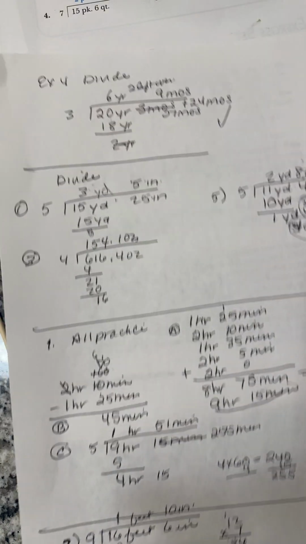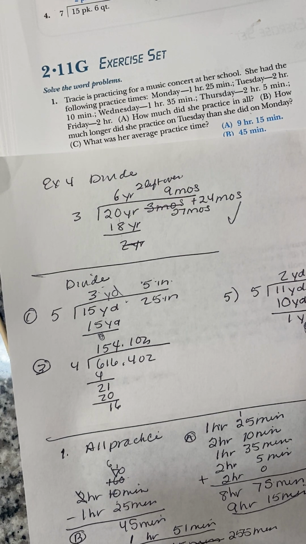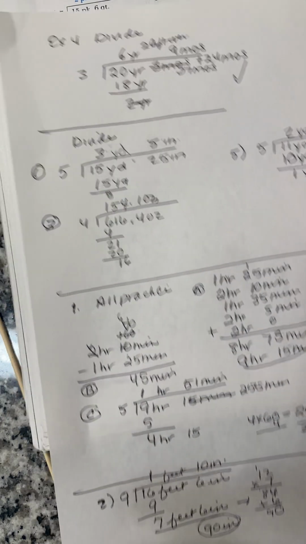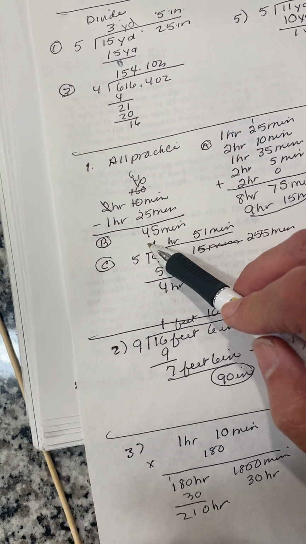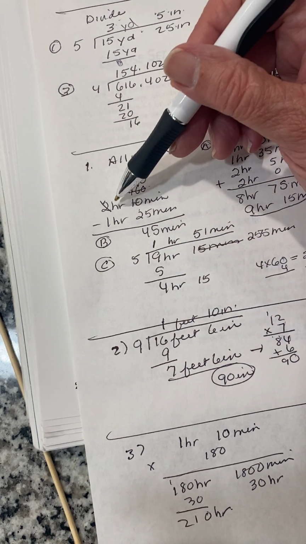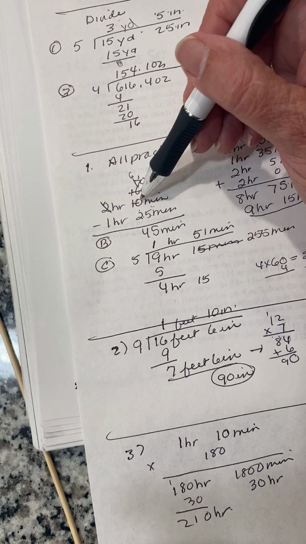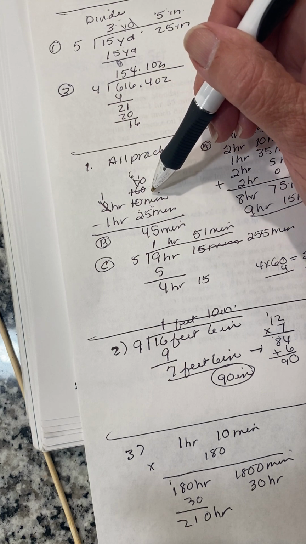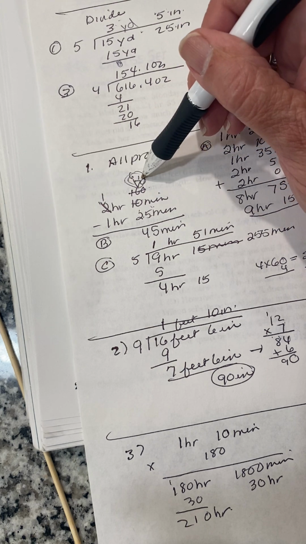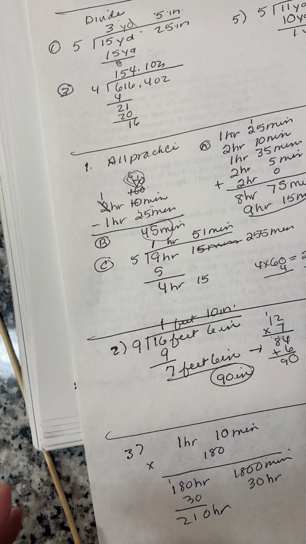And so the next part of it says, how much longer did she practice on Tuesday than Monday? It's a subtraction problem. So here's Tuesday and here's Monday. So we have 2 hours and 10 minutes minus 1 hour and 25 minutes. Well, can't take 25 from there, so we're going to have to borrow an hour. So 60 minutes is 70 minutes. And so the 70 minus 25 is 45 minutes. See, we just had to borrow.